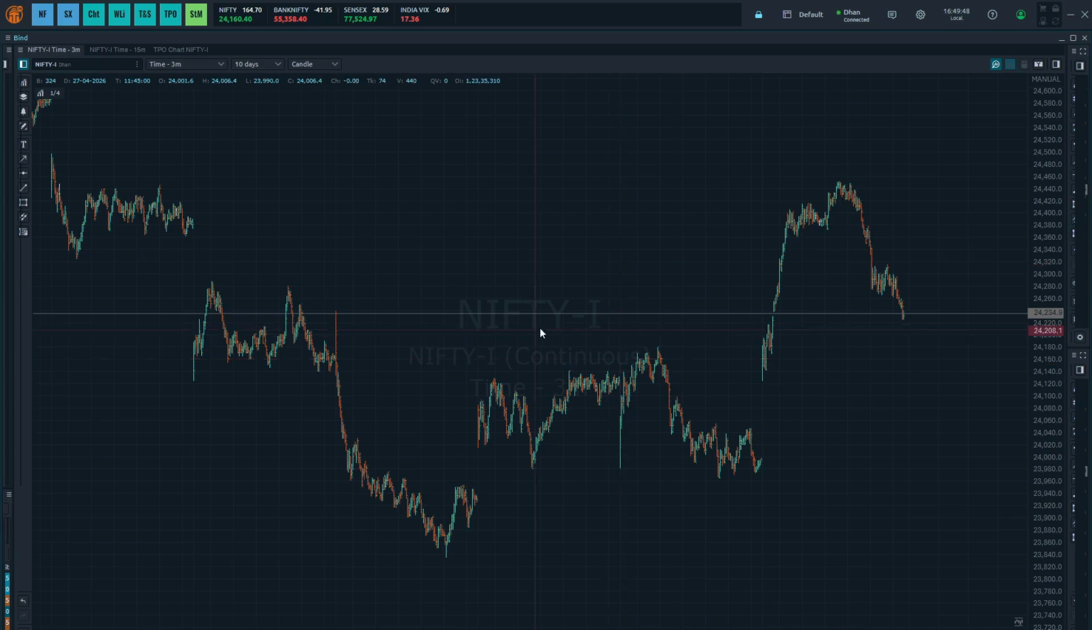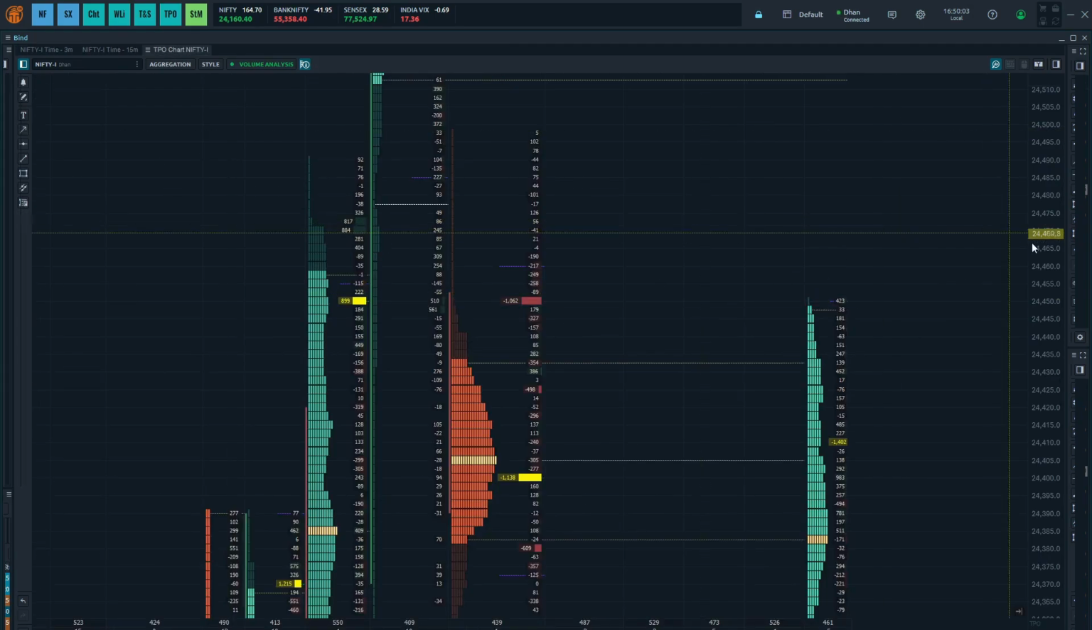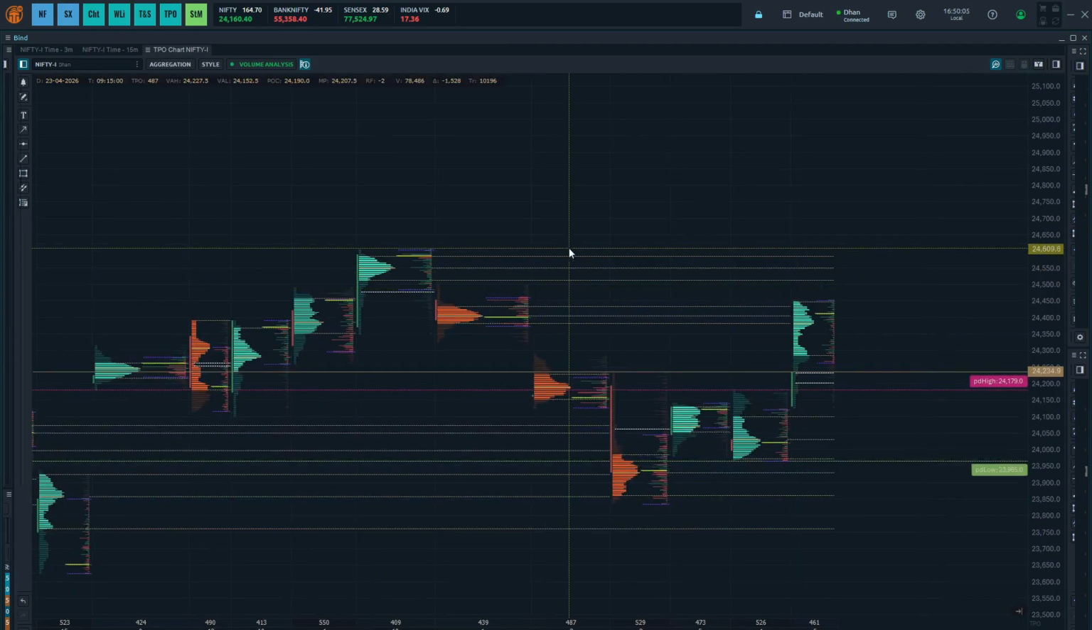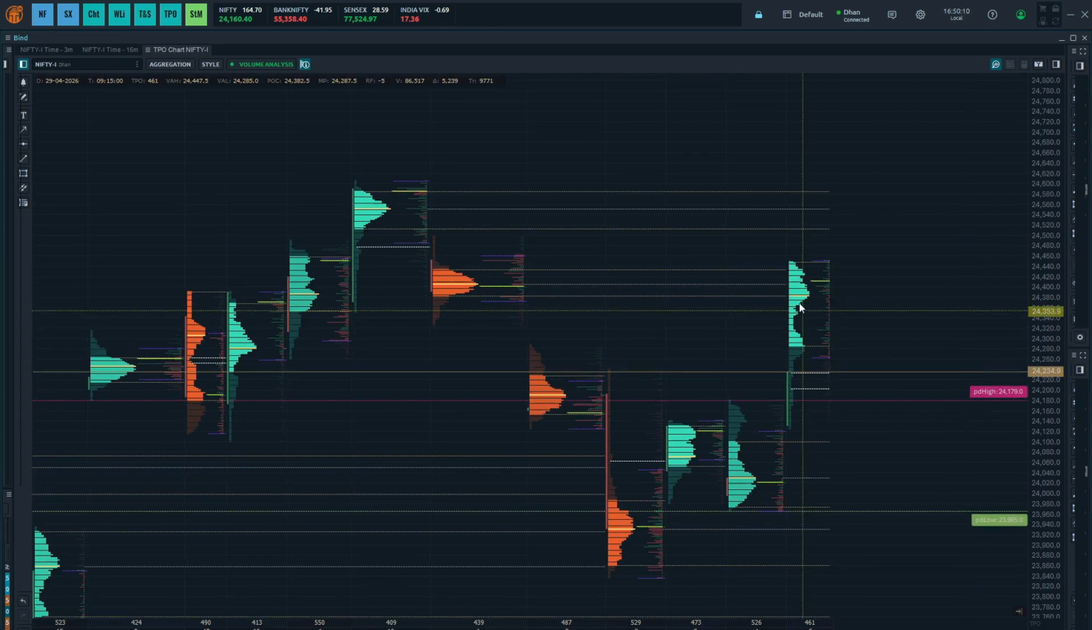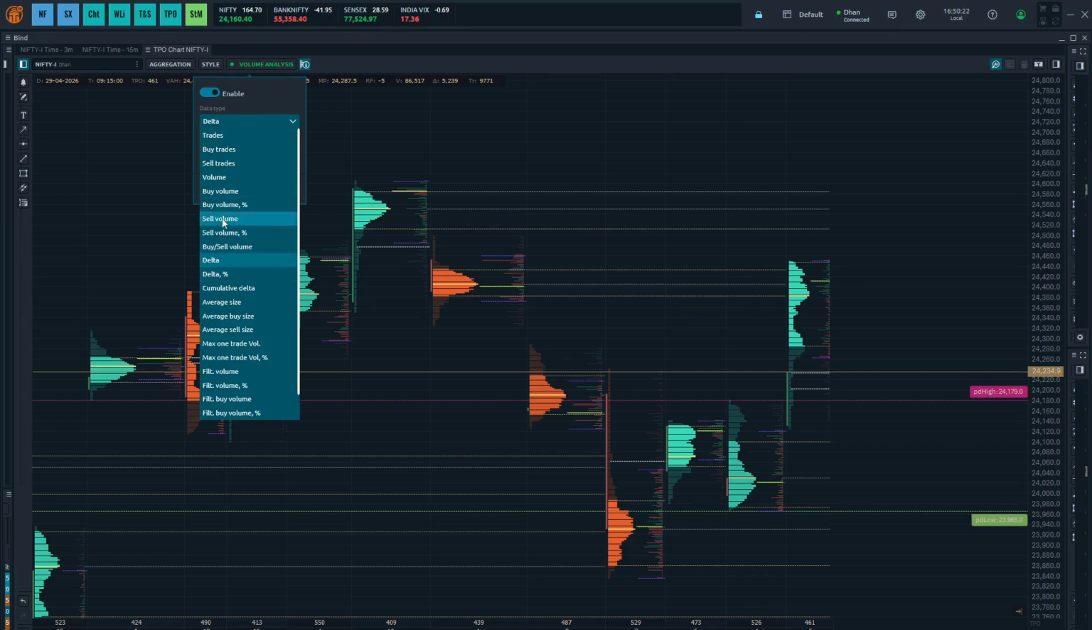Okay, so before going to the indicator, let us first see what is happening with the TPO chart. As an example, if you have an active subscription of Quantower, you can use this as a TPO chart, and in the TPO chart you have an option to have a market profile. The colors marked with cyan and orange are the market profile. You can also do a volume analysis, and in the volume analysis you can use the delta. You can also use the volume profile as well.